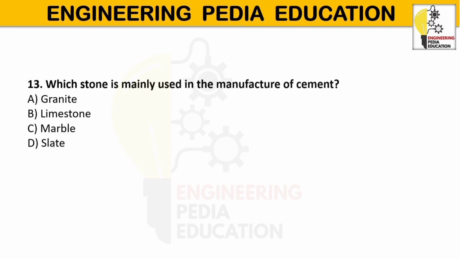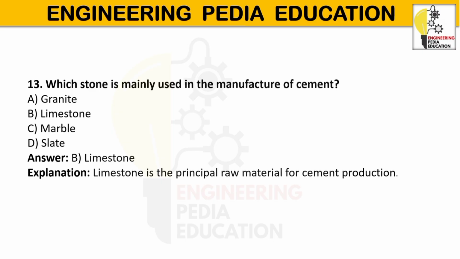Which stone is mainly used in manufacture of cement? Granite, limestone, marble, slate. So the correct answer is limestone. Limestone is the principal raw material for cement production. Lime, CaO, is one of the main constituents of cement and provides strength and soundness to the cement.